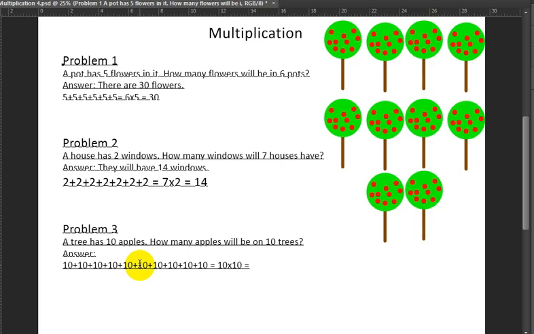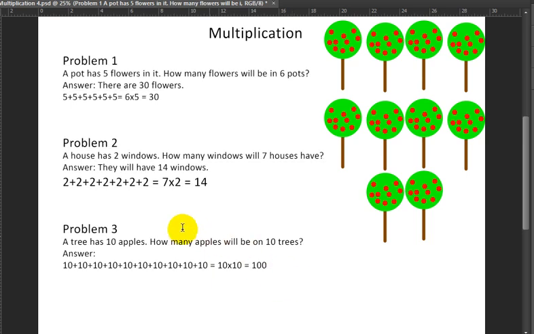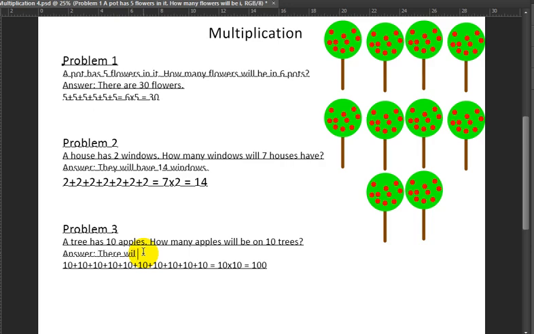If you remember our trick for multiplying with 10, we asked what number are we multiplying this 10 with? I'm multiplying it with 10. So my result is going to be that number, so 10, with another 0 at the end. So 100. And my answer should be, there will be 100 apples.